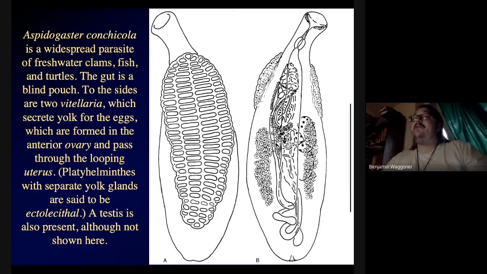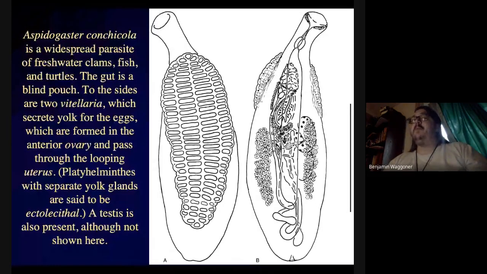Figure A on the left, that is an external drawing of the ventral side, and you can see that big sucker with the septa and the alveoli, those little rectangles. And then B is drawn from the dorsal side up on the top, and you can see the organs. You can see the mouth is at the top in that funnel, and it opens into a simple blind pouch that goes about 3/4 of the way down the body. Just looks like a big sac. To the sides of the gut, there's a pair of organs called vitellaria. They secrete egg yolk.